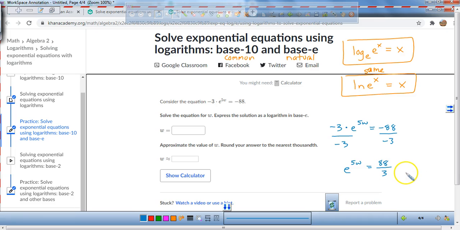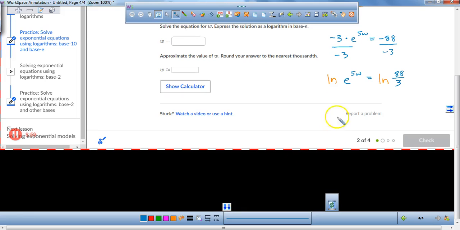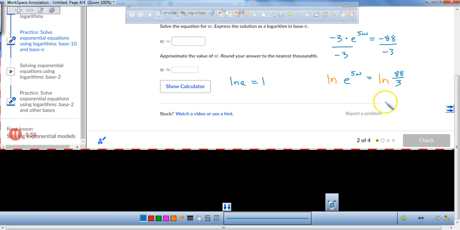Now, what do we do to get rid of e? This is what you do. You apply what's called the natural log to this side, and I have to apply the natural log to the other side. Remember what I said? The natural log of e always equals 1. ln e equals 1. So these become a 1 and you're left with 5w equals the natural log of 88 over 3.